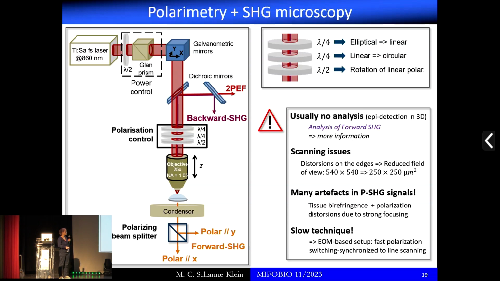Another issue is that it's a slow technique because we have to record different images, but it's possible to replace this polarization control by a very fast switching using an electro-optical modulator and to synchronize this switching with line scanning so that we can have much faster measurements in moving tissues.